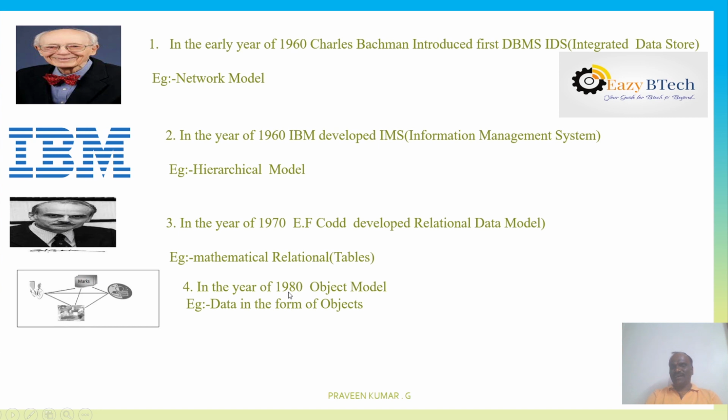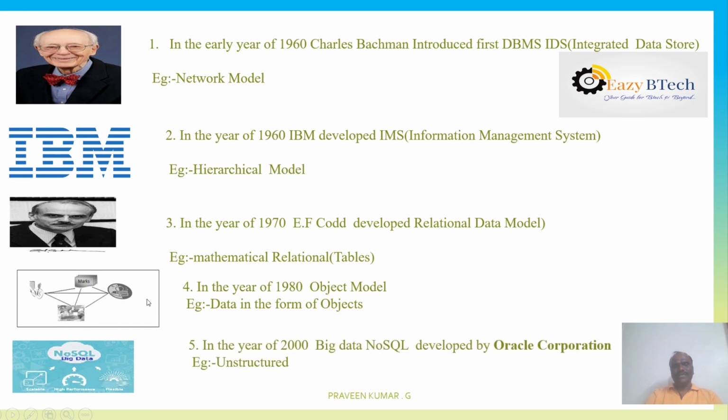Next, in the era of the 1980s, after the relational model, we have the object model. Each and every piece of data is represented as an object, and we can access the data in the form of objects. In the 1990s, we combined the relational model and the object model, giving us the object-relational model. Then after 2000, now in 2022, we are using data.